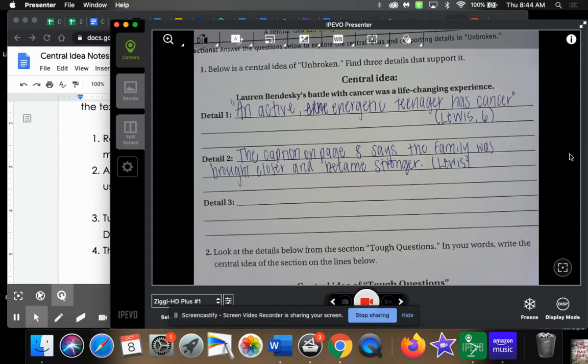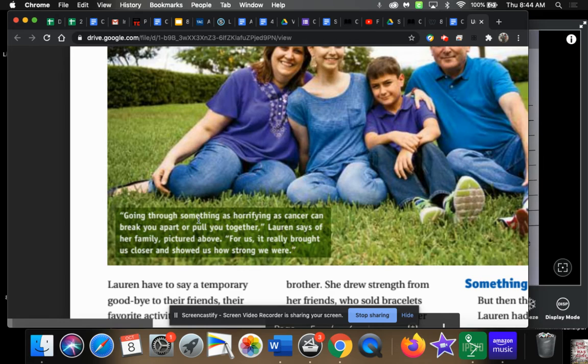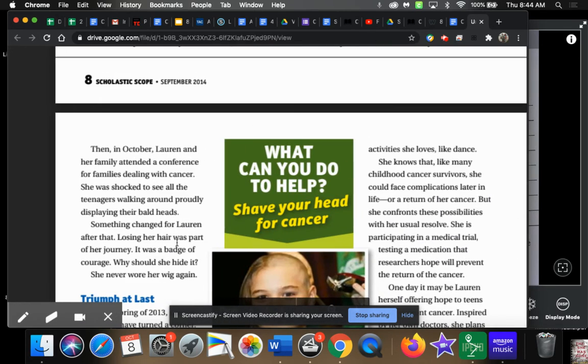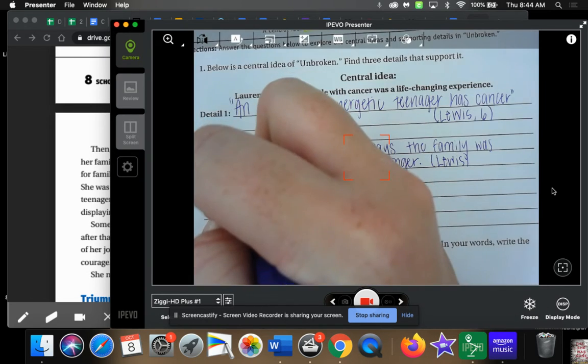Okay, we have one last piece of evidence that says that her experience was life-changing. What is it? On page 9, it said losing her hair was part of her journey. It was like a badge of courage. So that was life-changing. We'll put direct quote there.